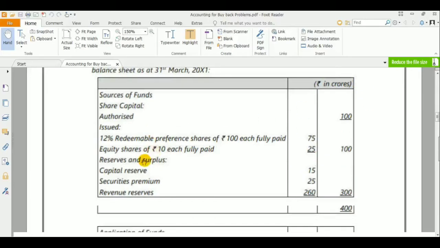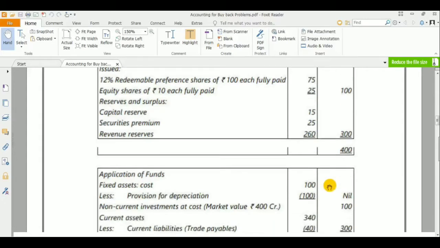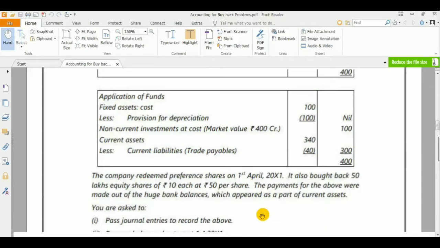Besides that, reserves and surpluses contain a capital reserve of 15 crores, securities premium of 25 crores, and revenue reserves of 260 crores, making up a total of 300 crores, and the liability side of the balance sheet comes to 400 crores. On the asset side, we see fixed assets at 100 crores less depreciation 100, so fixed assets are at 0. Non-current investments are at 100 crores and current assets at 300 crores.